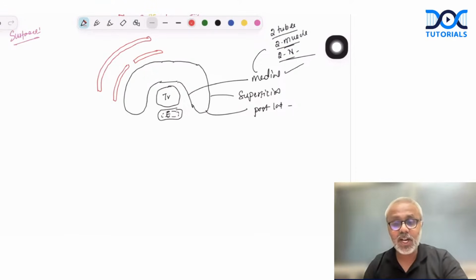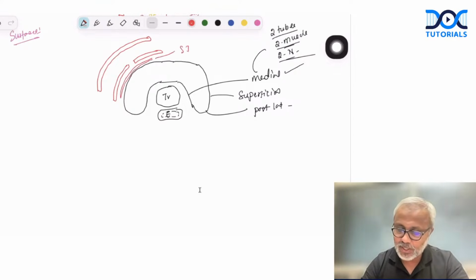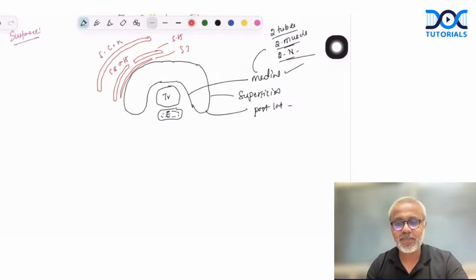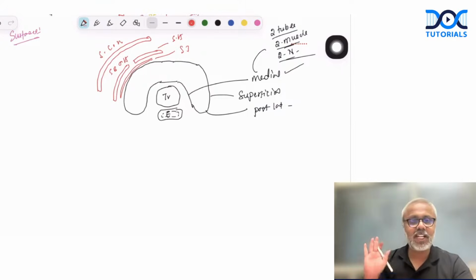Done. So these are the muscles which are related to the superficial surface, right? Are we clear? So thyroid, then we have sternohyoid, and then we have one more muscle which I forgot to mention. This is the sternothyroid. Here we have sternohyoid and superior belly of omohyoid. This is sternocleidomastoid. Done? Are we clear? So this is regarding the relations.